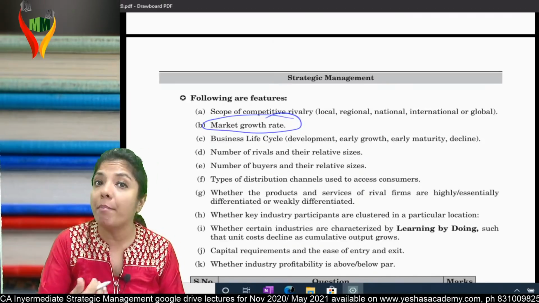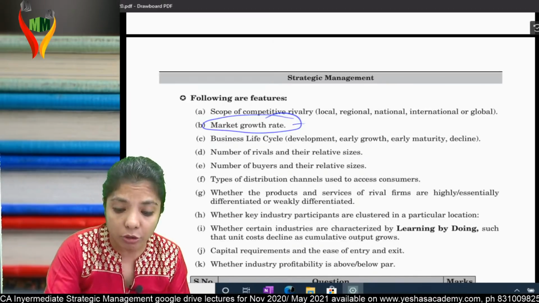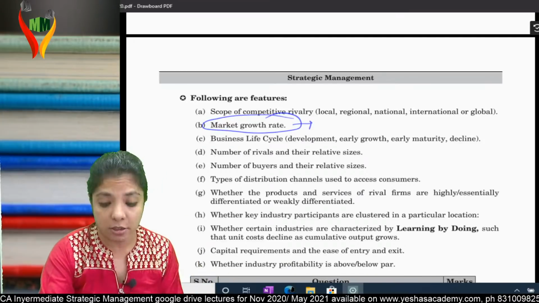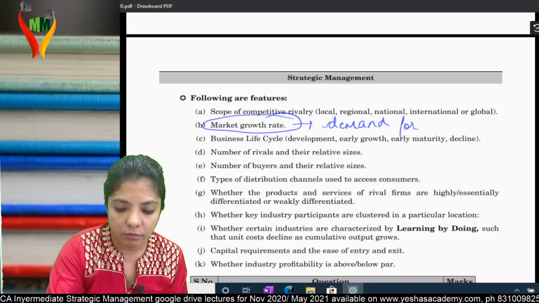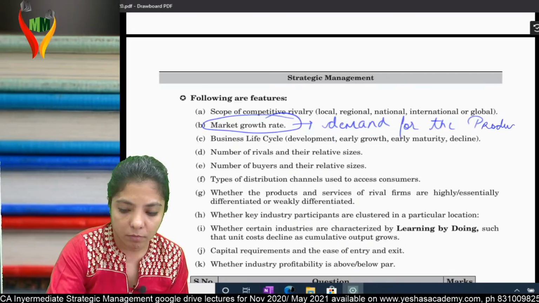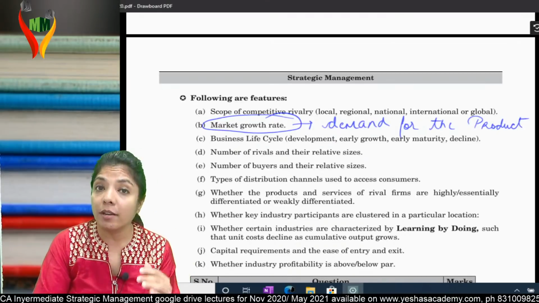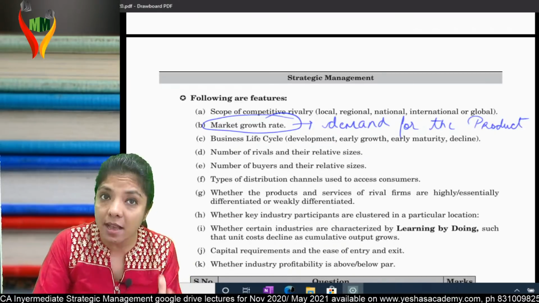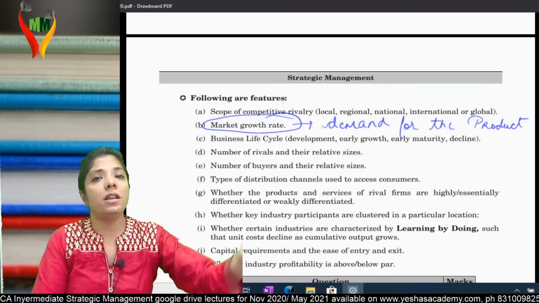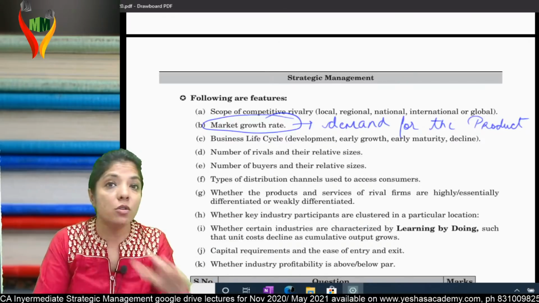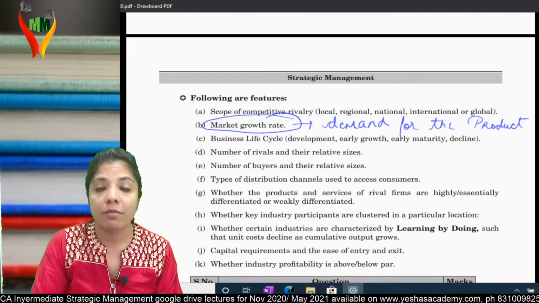What do you mean by market growth rate? Market growth rate means growth for that product, demand for the product. See, before entering into any industry, see whether there is demand or not. If there's no demand or demand is coming down, it makes no sense entering.